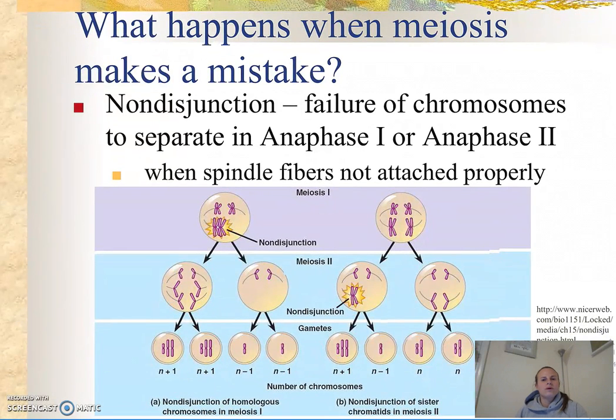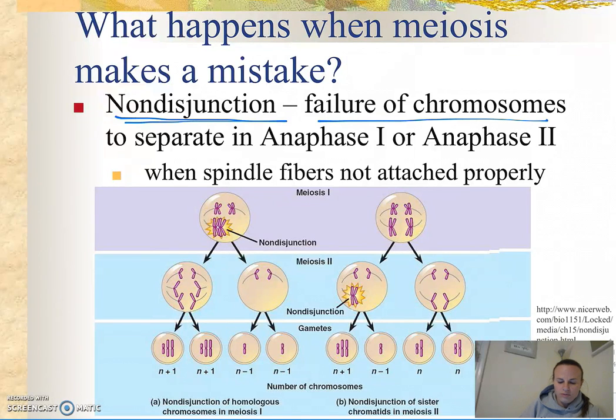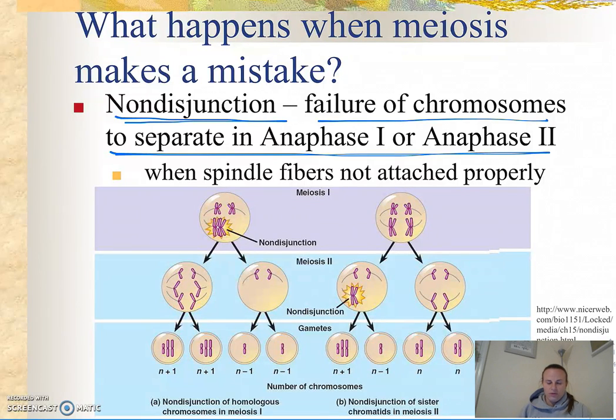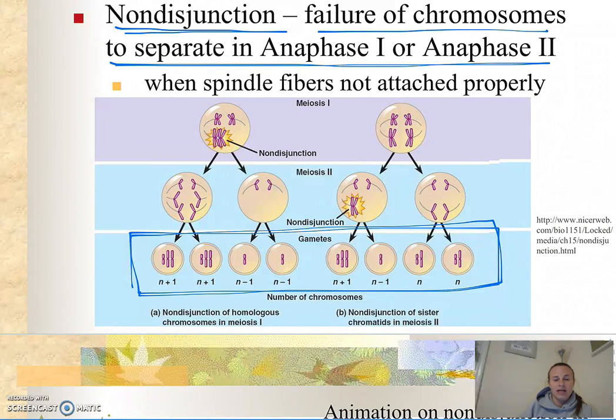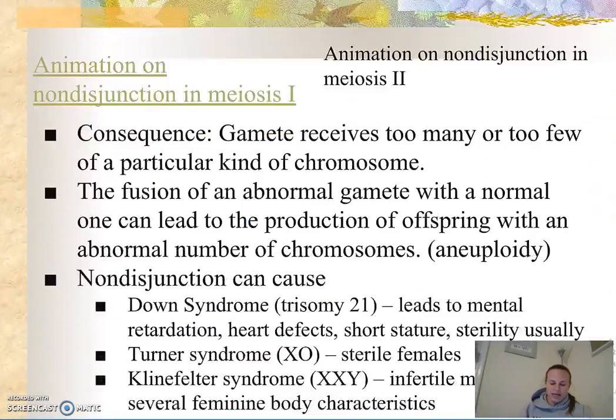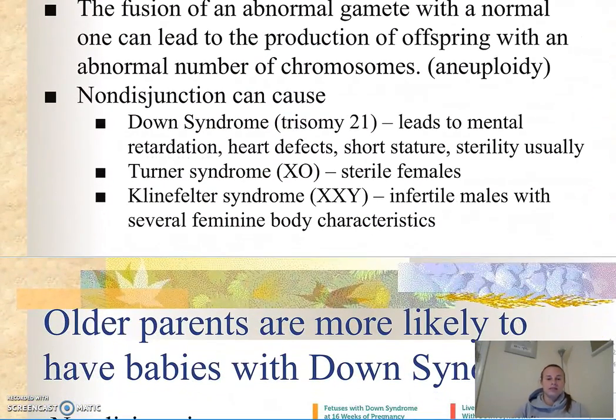Now, what happens when, in meiosis, when making those gametes, there's some sort of mistake? For example, non-disjunction is a mistake that occurs when chromosomes fail to separate in anaphase 1 or anaphase 2. And what results is daughter cells with the incorrect number of chromosomes. They might have extra chromosomes or not enough chromosomes. So some examples of diseases that come from non-disjunction, one that you're probably very familiar with, Down syndrome.